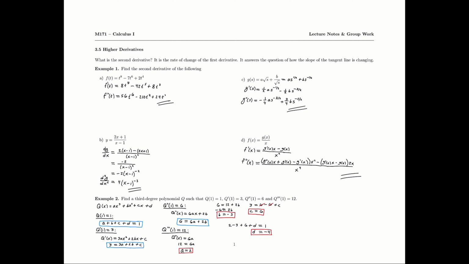Therefore, our final answer is 2x cubed minus 3x squared plus 3x minus 1.